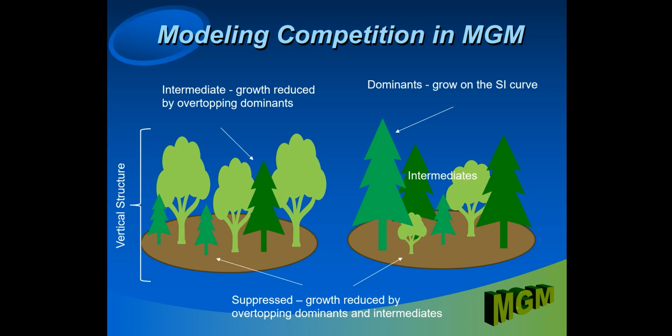So MGM basically grows trees based on the competition. Once you remove trees, whether it's from above or below, all that happens is MGM readjusts the competitive factors in it. Okay, so this is really important because as we go through the presentation, I'm open to present why MGM works as an individual tree model.